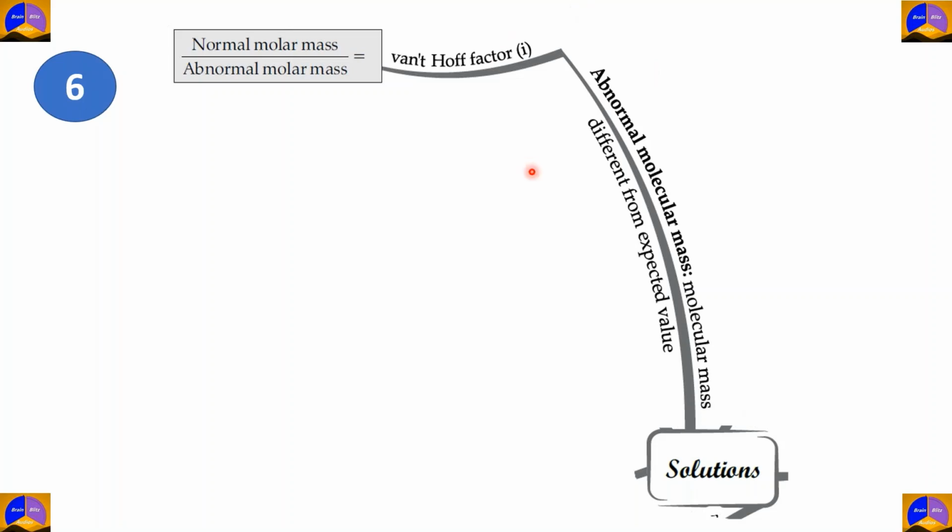Now, to find out abnormal molecular mass, we use a factor called the van 't Hoff factor, represented by i. The value of the van 't Hoff factor, i, is equal to normal molar mass divided by abnormal molar mass. Normal molar mass refers to the ordinary molar mass of the compound, and the abnormal molar mass is the molar mass exhibited due to the colligative properties mentioned above.